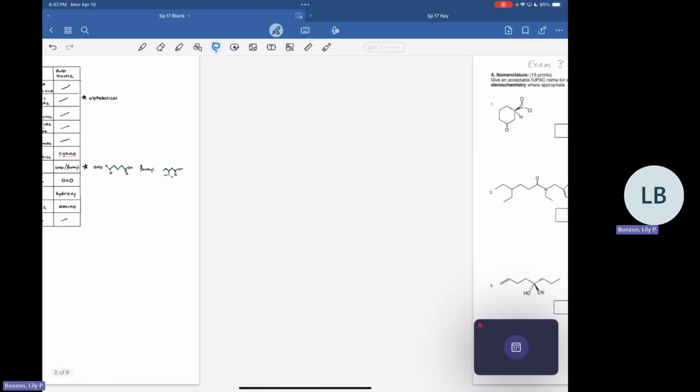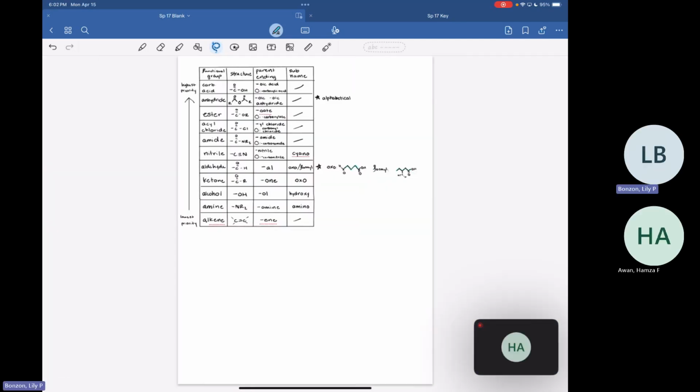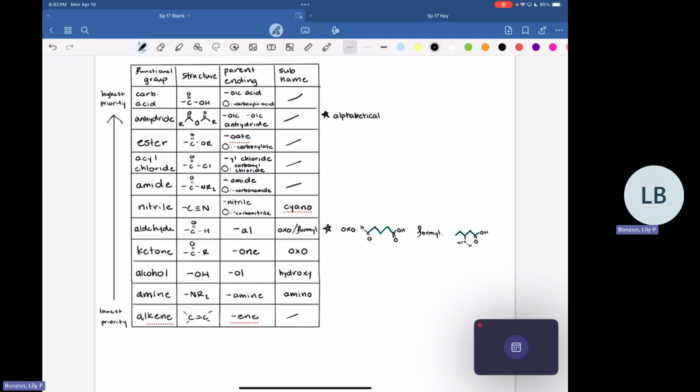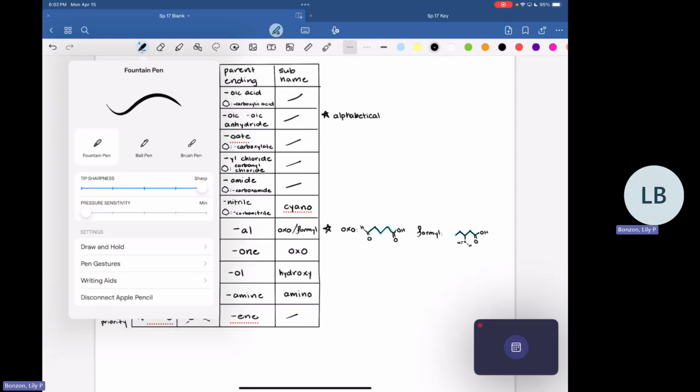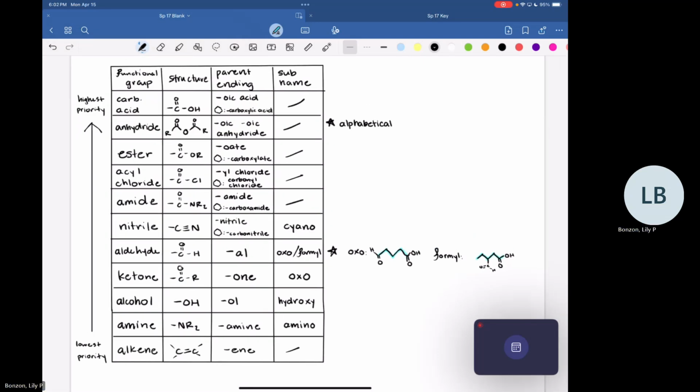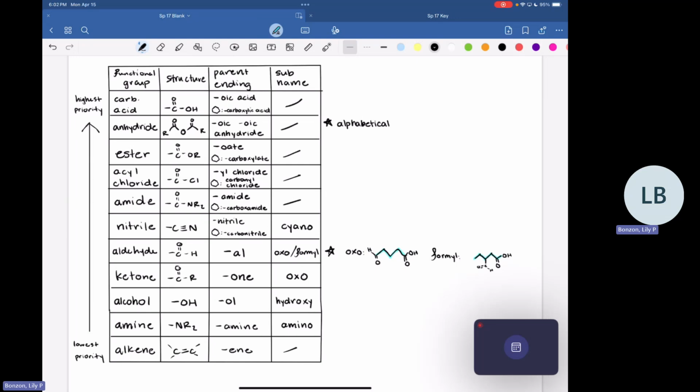Okay, so real quick before we get into nomenclature, I made you guys a little chart, and this is the priorities, and then I also summarized the endings for the nomenclature that you'll need to know for this exam. Definitely make sure you know your priorities going into the exam. There are a lot of new things on here, and a lot of them look pretty similar, so it's going to be helpful to know your priority.